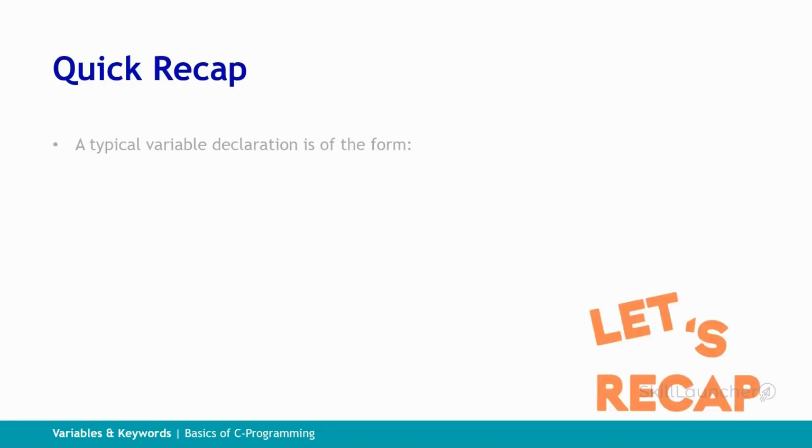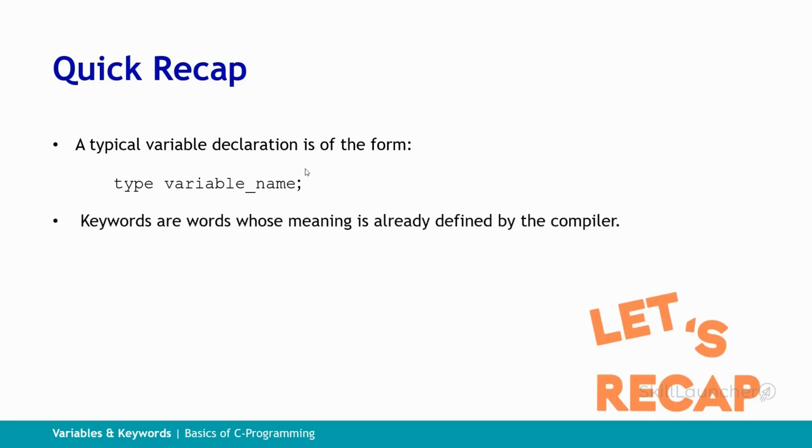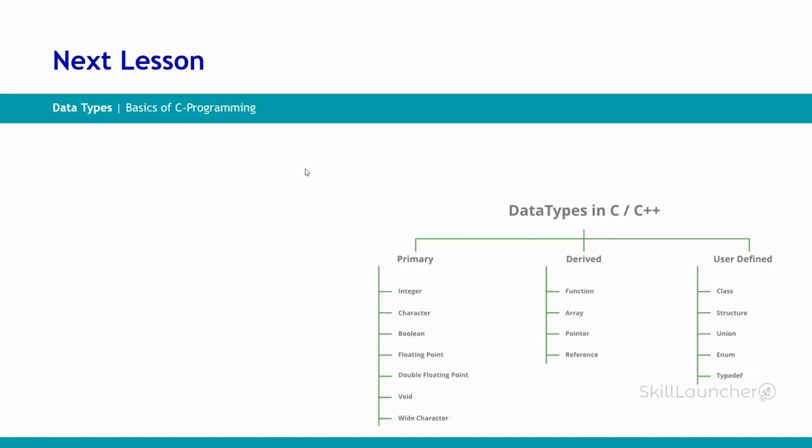Let's have a quick recap. A typical variable declaration is of the form data type followed by the variable name ending with a semicolon. A variable name can consist of English alphabets, numbers from 0 to 9, and a special character underscore. Keywords are words whose meaning is already defined by the compiler, so we cannot use a defined keyword as a variable name. There are a total of 32 keywords in C programming. In the next lesson, that is data types, we would be learning what exactly data types are and the different types of data types in C programming.